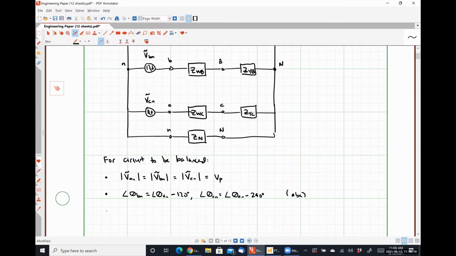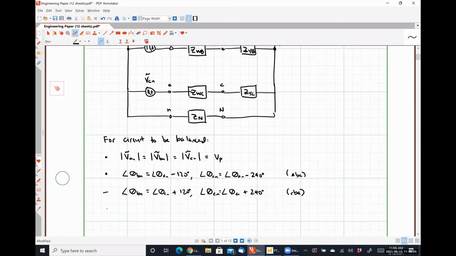Alternatively, we could have theta BN equal to theta AN plus 120 degrees, and theta CN equal to theta AN plus 240 degrees. So this would be for a negative phase sequence. We have to have one or the other. Obviously can't have both simultaneously. So as long as one of those two conditions is met, things are balanced.